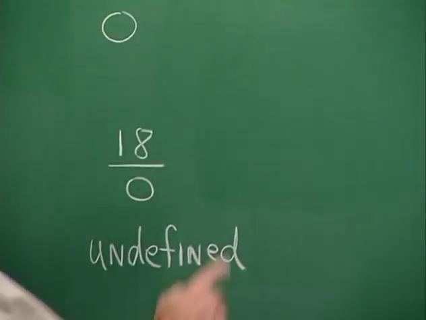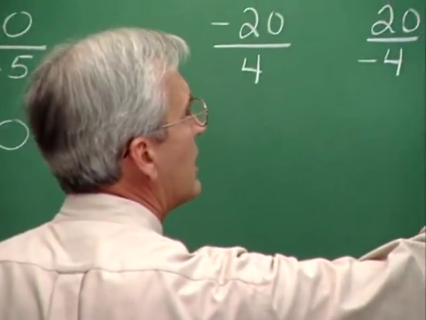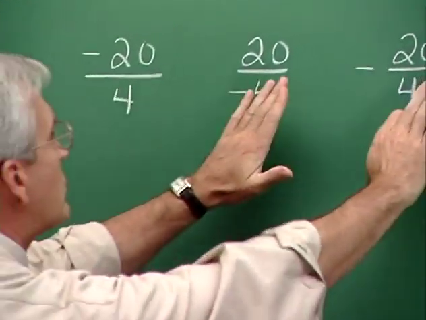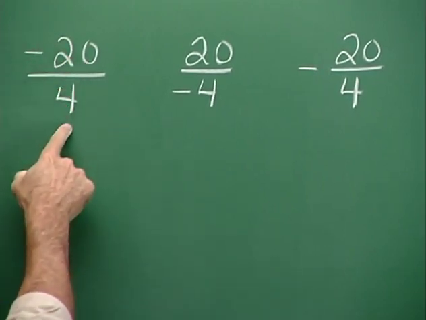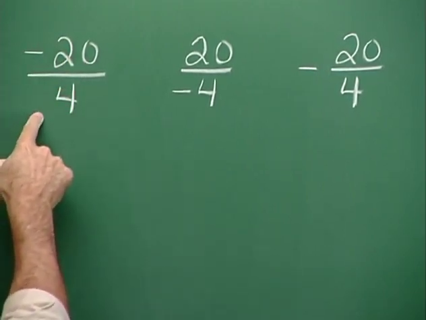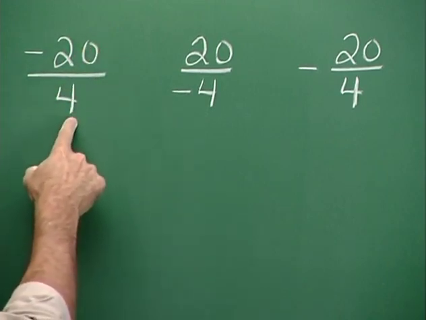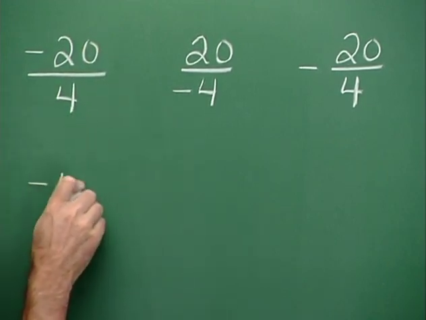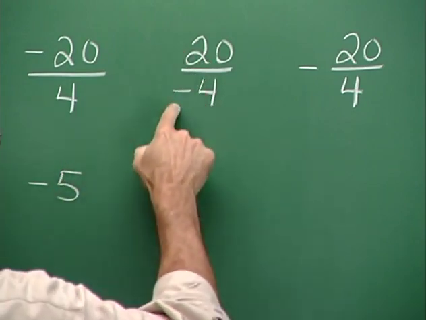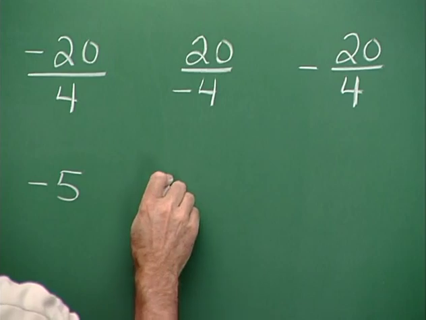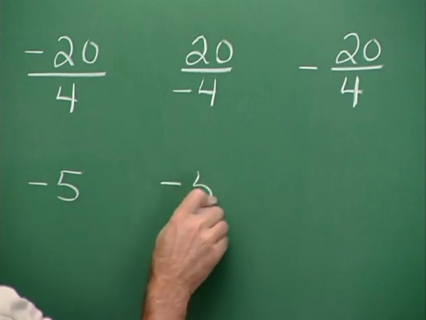Let's go through a few more. Now, I want you to notice the similarities between these three forms. We have negative 20 divided by 4. Negative divided by positive is negative. 20 divided by 4 is 5. So the result here is negative 5. This too, the result is negative 5. That is, the signs are different, so we get a negative result. 20 divided by 4 is 5.